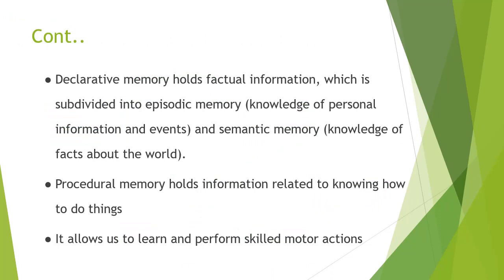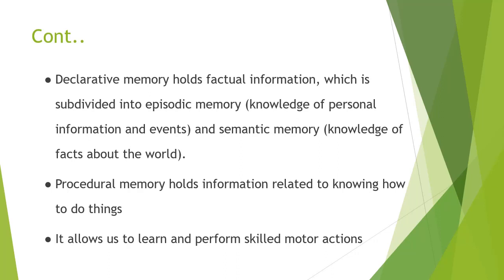Coming to the next slide, which is declarative memory. Declarative memory is like personal information, and it has two types, episodic memory and semantic memory. Semantic memory is knowledge of facts about the world. You can ask, for example, who is the prime minister of India, anything related to general information. Episodic memory is knowledge of personal information and events. You can ask where you started your first schooling, that is episodic memory.